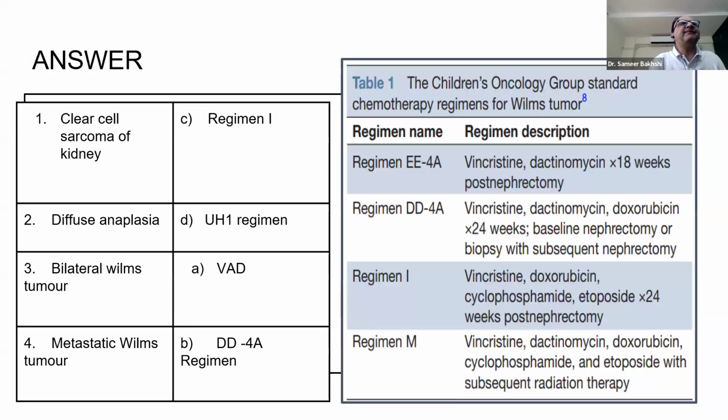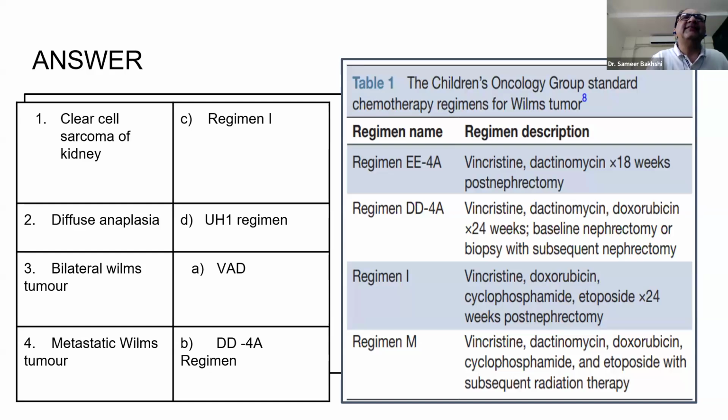Okay. So basically, the bilateral Wilms, the point that was brought by Dr. Nandakumar, is you have to use 3 drugs. It is vincristine, actinomycin D, and doxorubicin. It is always 3 drugs, even if it is early stage or early small size in both the kidneys. In metastatic, you have DD4A. Diffuse anaplasia becomes the bad one, so you again have multiple drugs. And in the CCSK, again, besides vincristine and doxorubicin, you have cyclophosphamide and etoposide as well.